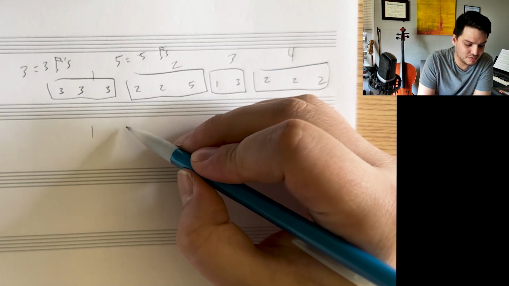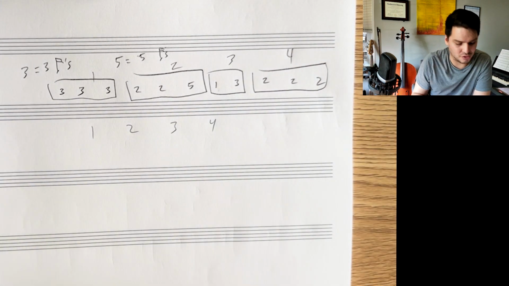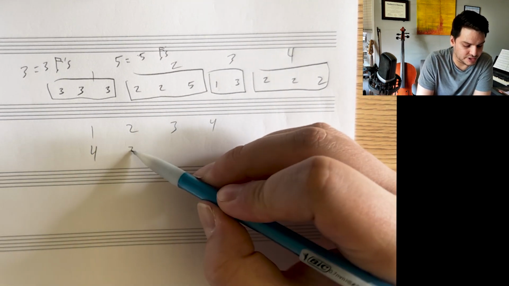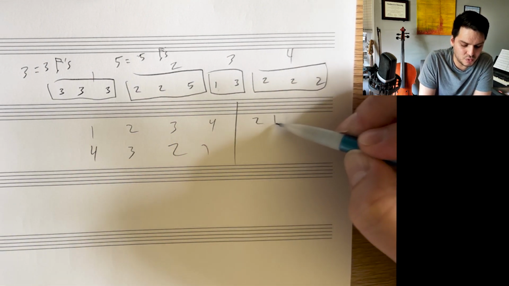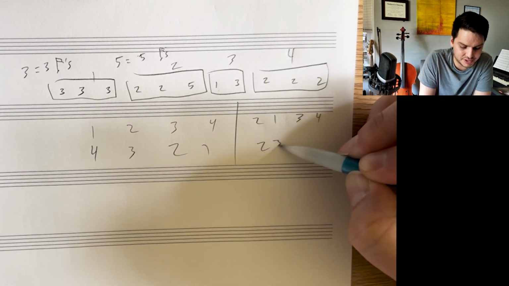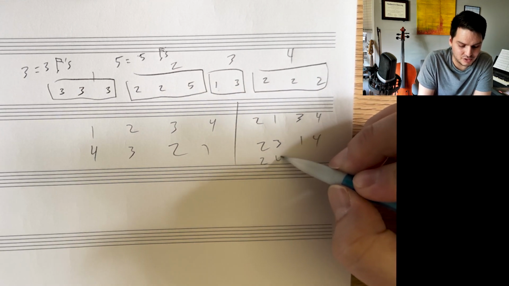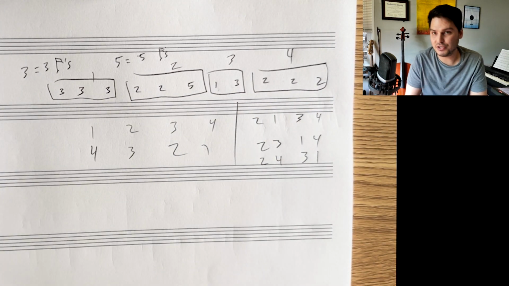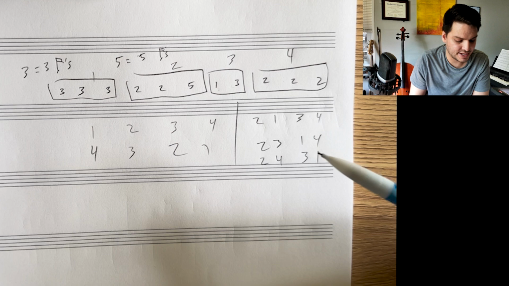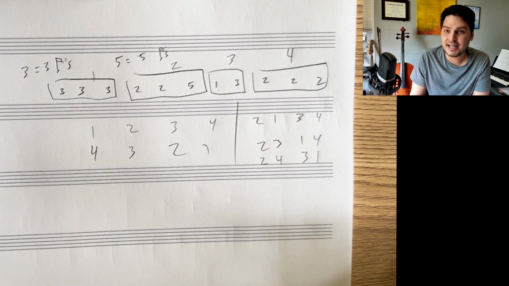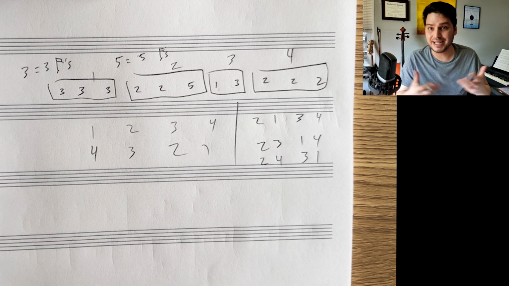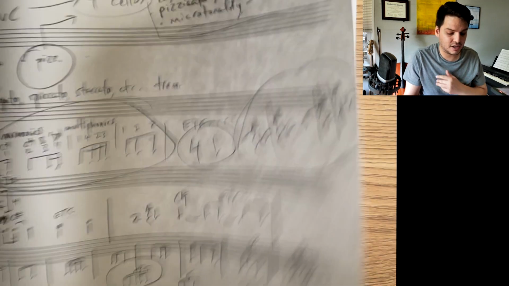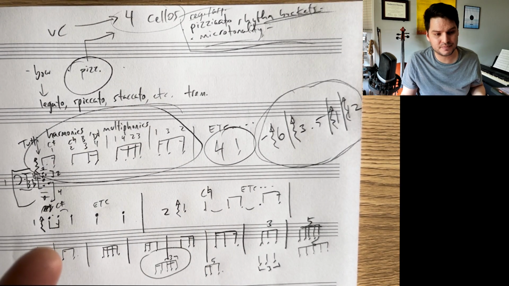And now I'm going to do 1, 2, 3, 4, which is what I just performed earlier. I'm going to have 4, 3, 2, 1, which is the reverse of that. I can have 2, 1, 3, 4, 2, 3, 1, 4, 2, 4, 3, 1, etc. Right? So you can have all of the different combinations of what these pulses would be, and that would be another way to create rhythmic diversity and rhythmic action in your music, which you can then combine with what we did in the previous one.